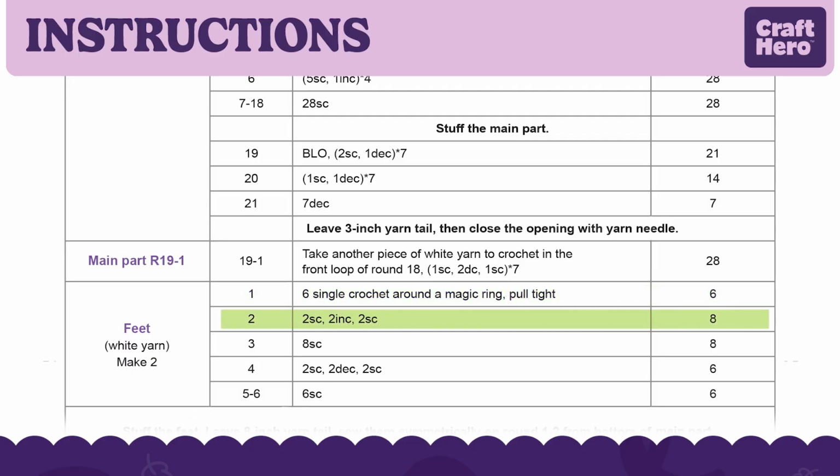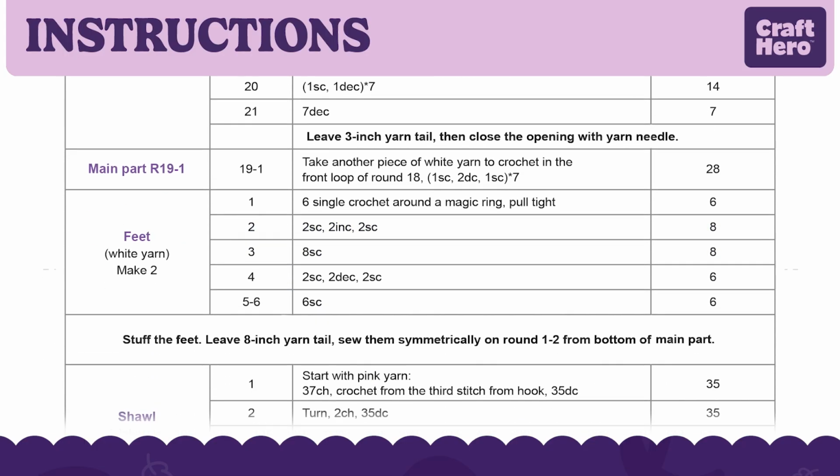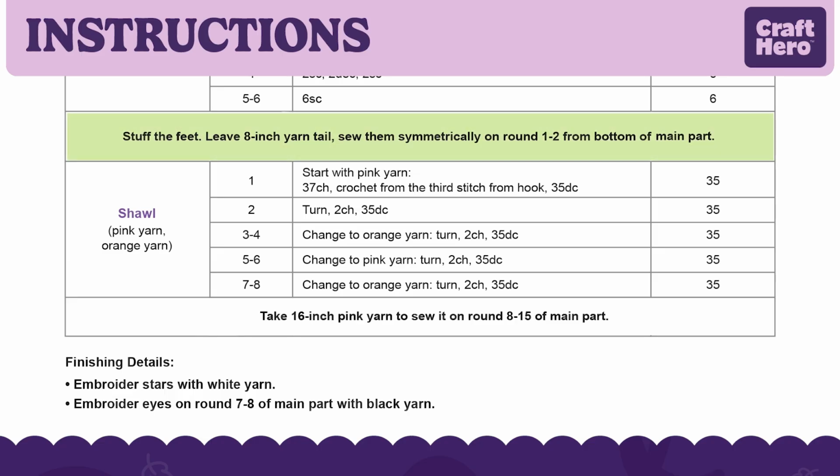For round 2, we need to work 2 single crochet, 2 increase, 2 single crochet, 8 stitches in total. Fill stuffing into the feet. Leave an 8-inch long yarn tail, then sew 2 feet symmetrically onto rounds 1 to 2 at the bottom of the main part.